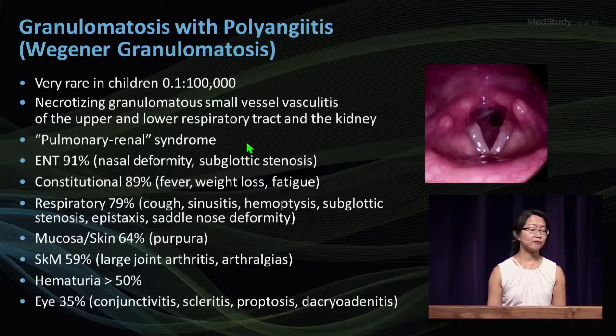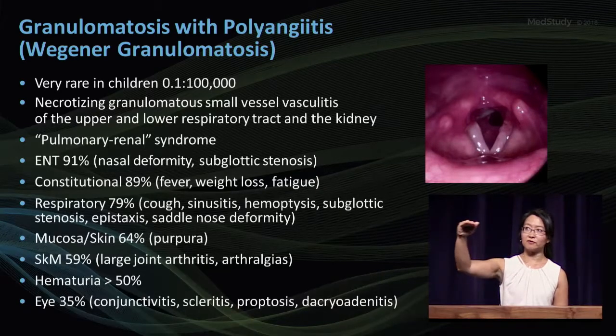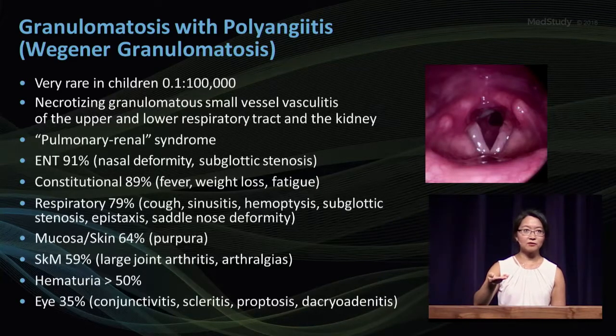This is one of the few pulmonary renal syndromes that can affect the respiratory tract as well as the kidneys. About 91% of patients will have an ear, nose, or throat manifestation. They can have nasal deformity, subglottic stenosis, or tracheal stenosis. So know what a flow volume curve looks like for children with tracheal stenosis. It goes up, flattens out, and goes down and curves, okay?